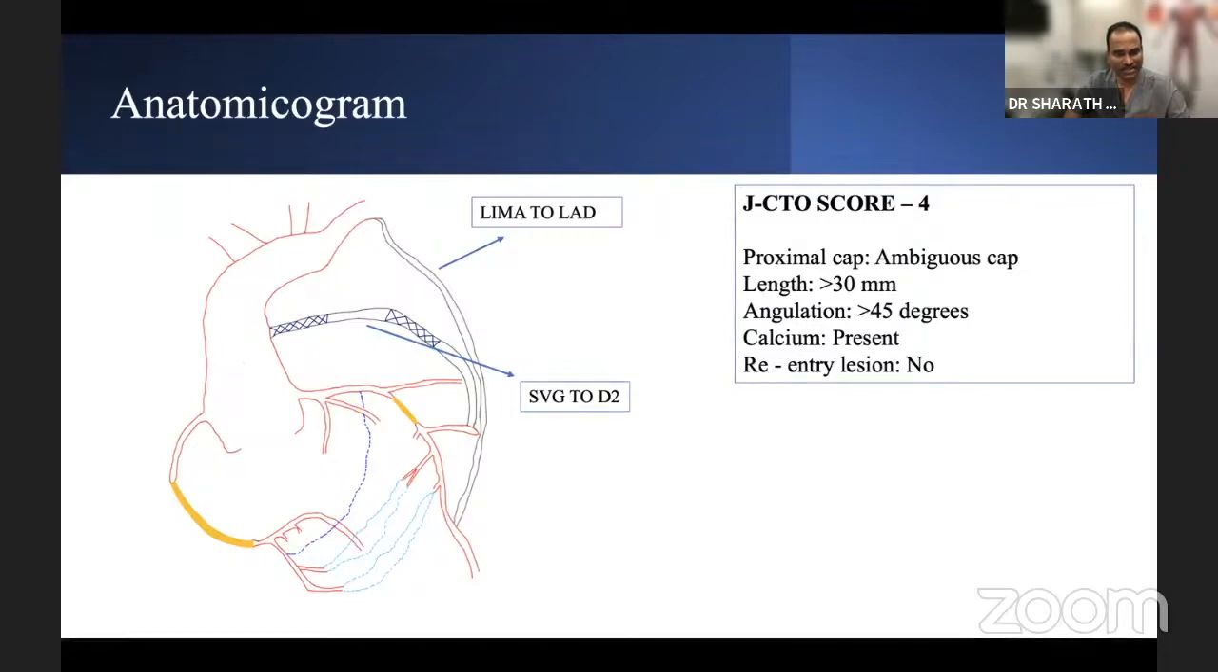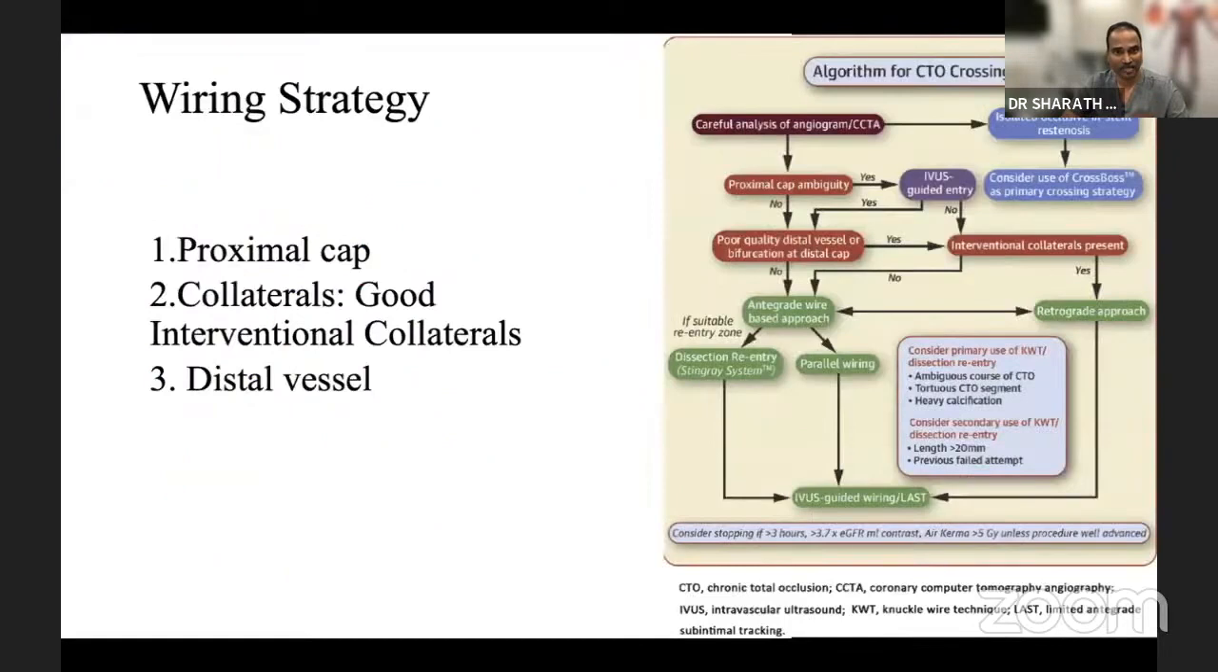The good interventional collaterals are the septal collaterals you can see, which are connecting to the PDA. But these septal collaterals originate beyond the LAD CTO. So that is the concern. Coming to the JCTO score, it is very high: ambiguous cap, long length, angulation more than 45 degrees, and there is also calcium. It's also a first attempt at RCA CTO. So nearly a 4 JCTO score. That says it's a very complicated CTO.